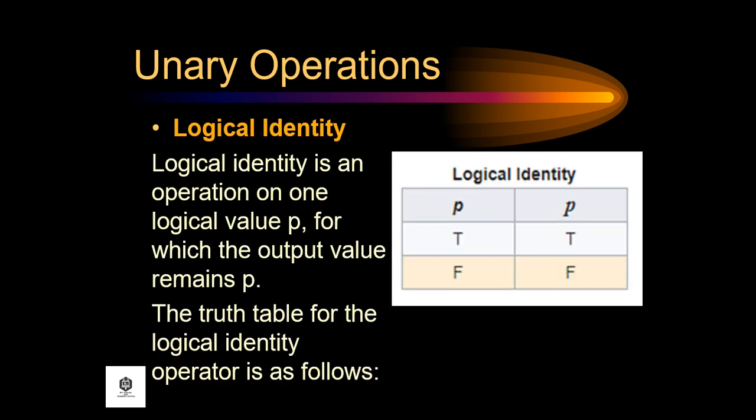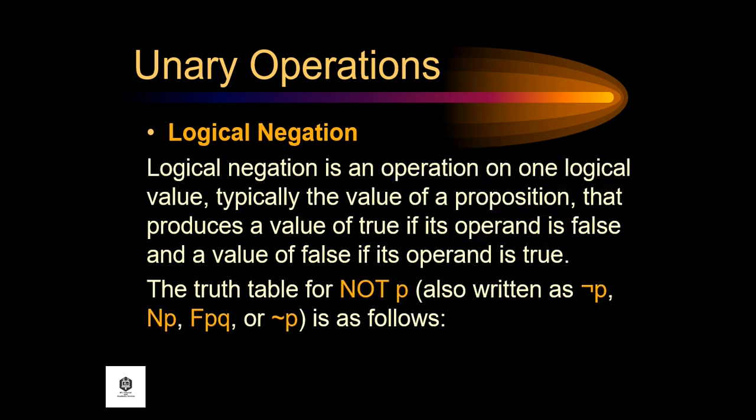Logical identity is an operation on one logical value P for which the output value remains P. The truth table for the logical identity operator is as follows. T is equal to T or true, then F is equal to F or false.